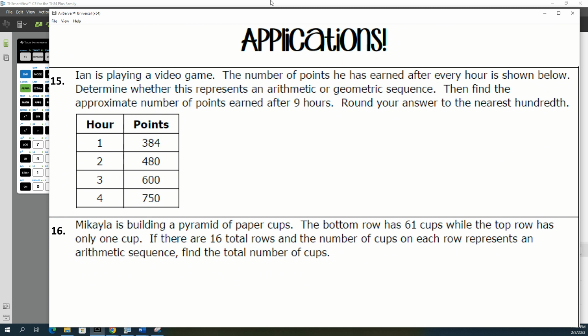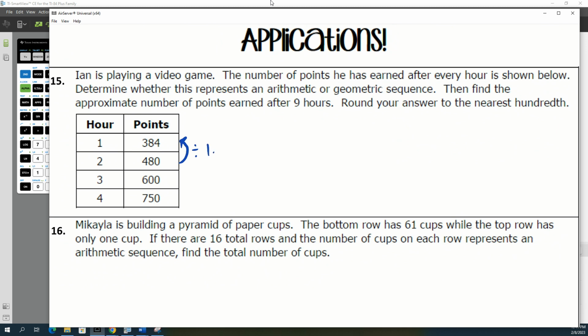All right. So Ian is playing a video game, and the number of points he has earned after every hour is shown below. Determine whether this represents arithmetic or geometric. So let's do that first. You can kind of tell that you're not adding something each time. Like, you could check. So if you took 480 and subtracted 384, that's 96. But then when you take 600 and subtract 480, that's 120. So it's definitely not subtracting. So what I'm going to do next is take 480 and divide it by 384.